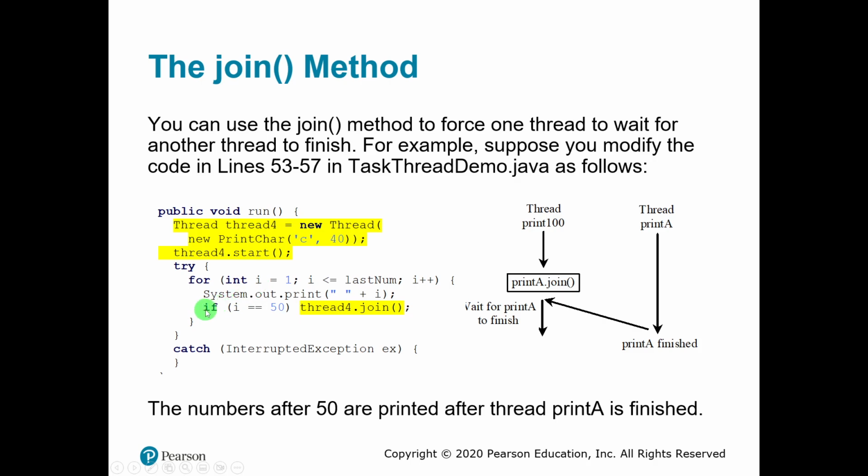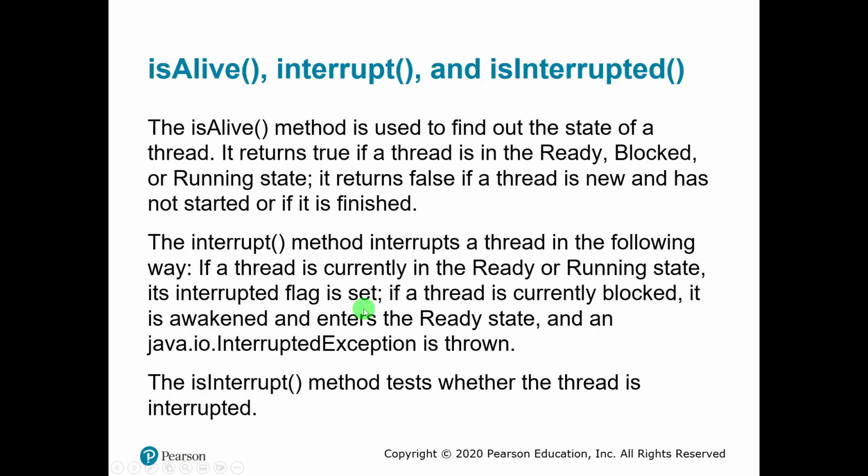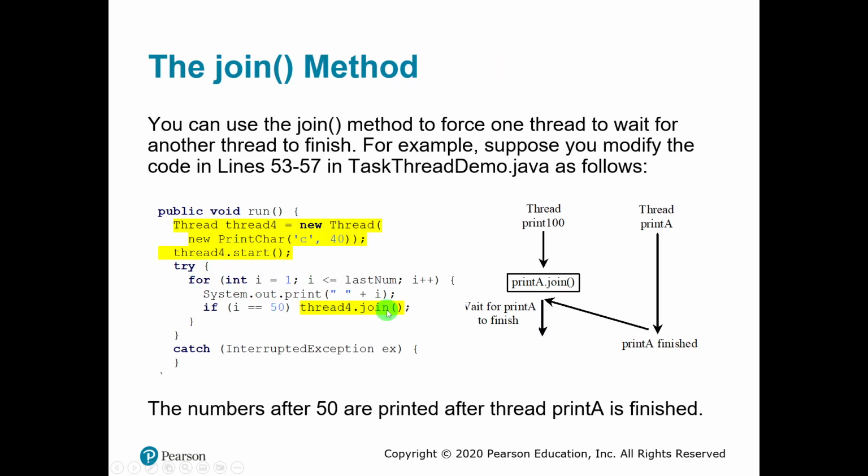So what happens is once our numbers, when they're printing out, get to 50, we tell it to join thread 4, and that's this one up here, okay? Which means that until thread 4 completes, the rest of these numbers won't print out. So the numbers after 50 won't finish until print A gets done. All right, so that's the join method. Create a thread, make a thread wait till another thread gets done. Basically, when you join it, it makes that thread wait till the other thread is complete.